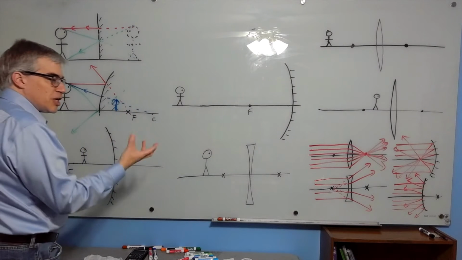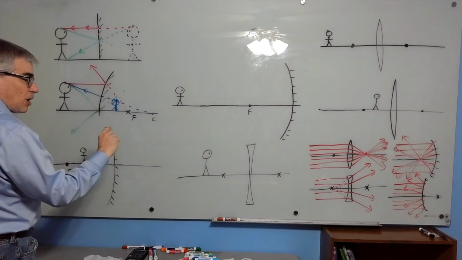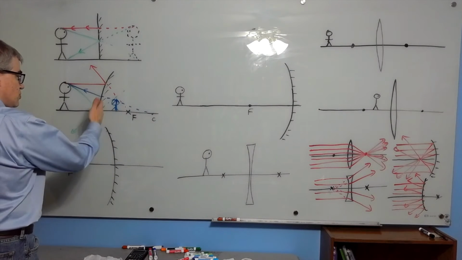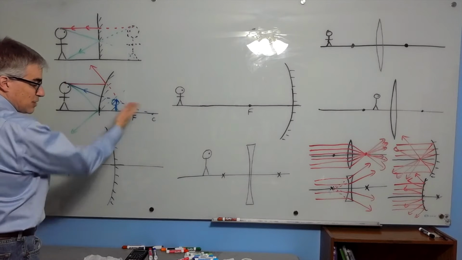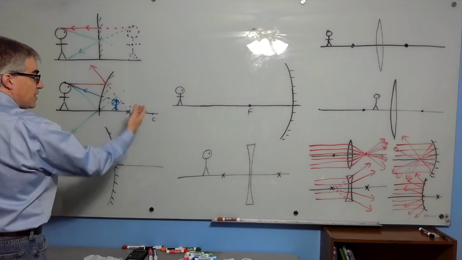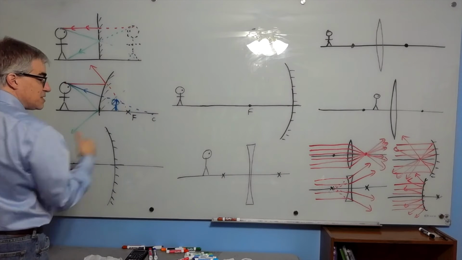Whenever you look in a shiny ball, you always see a smaller, upright, virtual image. It's virtual because it's behind the mirror. There's no actual light in there. So the magnification is less than 1, but more than 0, because a negative magnification means it's flipped over.